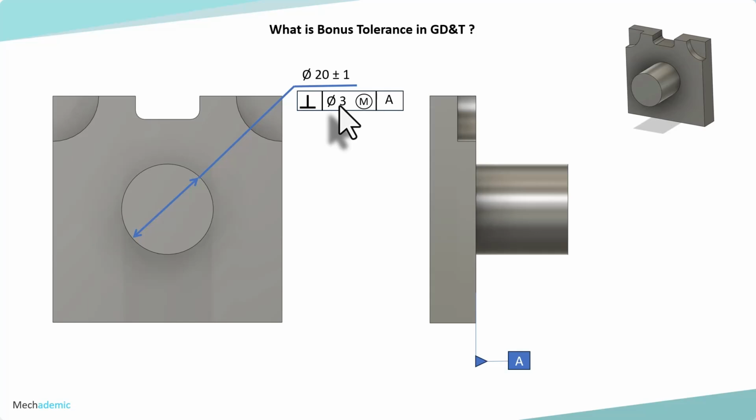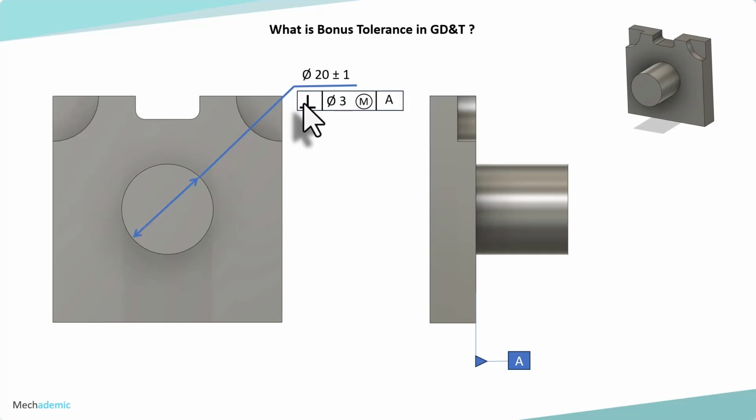to its perpendicularity within a cylindrical tolerance zone of 3 at maximum material condition with respect to datum feature A, which is this surface. This surface is datum feature A, and the nominal size of that pin is 20 and the size tolerance is plus or minus 1.